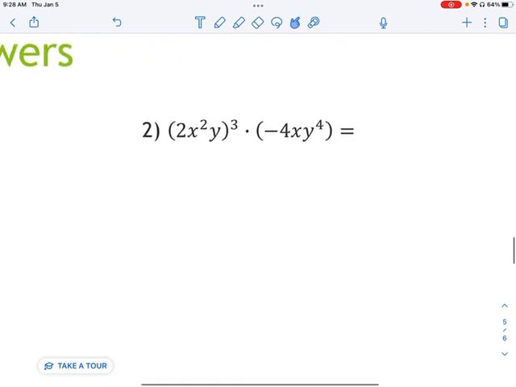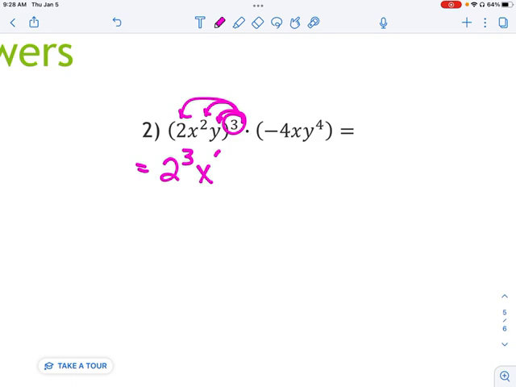Okay. On this next one, you will notice that we have a power of a power and a product of powers. So the first thing we're going to do is the power of a power. So we're going to take the 3 and bring it through to everything. So we have 2 to the 3rd, x to the 2 times 3, y to the 1 times 3. Then we're going to take that and multiply it by negative 4, x, y to the 4th.